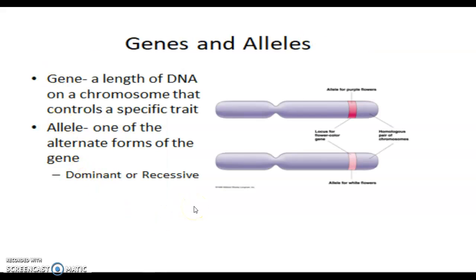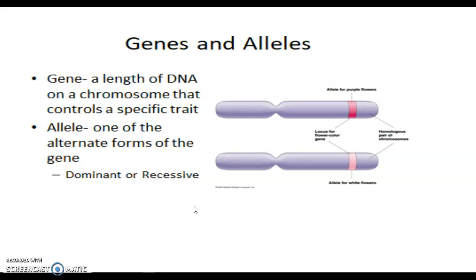Okay, so what is a gene and what is an allele? A gene is a length of DNA on a chromosome that controls a specific trait. Now many traits are controlled by multiple genes, and I mentioned eye color earlier. That's a great example. You can't look at one place in the human genome and say, well, that's why his eyes are brown, or that's why her eyes are blue. There are many places that contribute to that eye color, but a gene is just one particular length of DNA that codes for something.